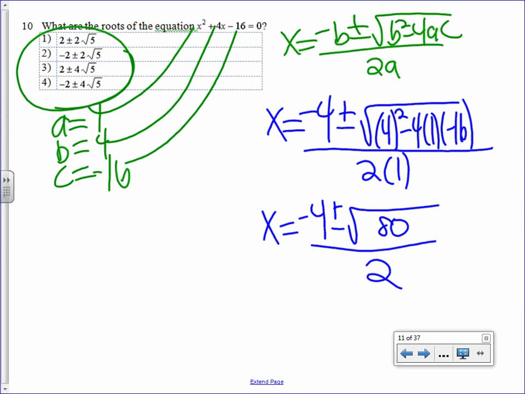Next step, reduce the radical off to the side. When you're reducing your radical, you should write out all your perfect squares.